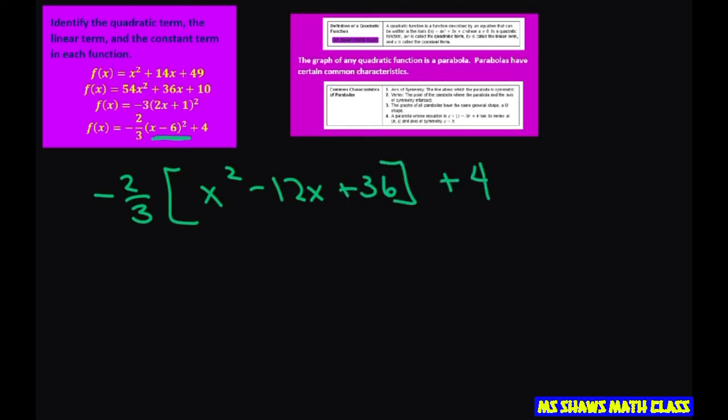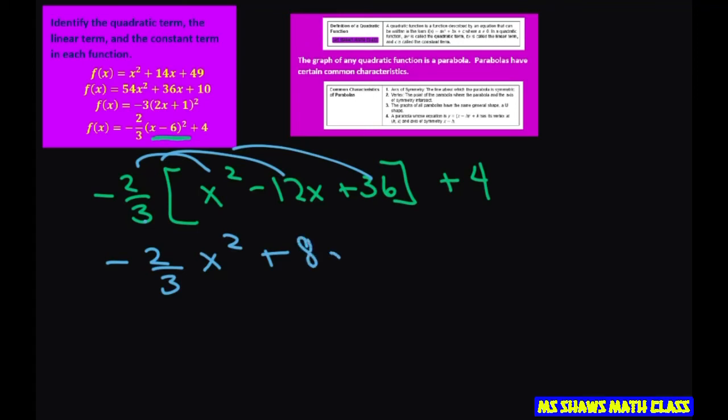First, let's just expand that. So we have negative 2/3 times x squared minus 12x plus 36. And then you have your plus 4. We're going to add the plus 4 last. So multiply this through. And we're going to get negative 2/3 x squared plus, 3 goes into 12 4 times, 4 times 2 is 8, so that's 8x.